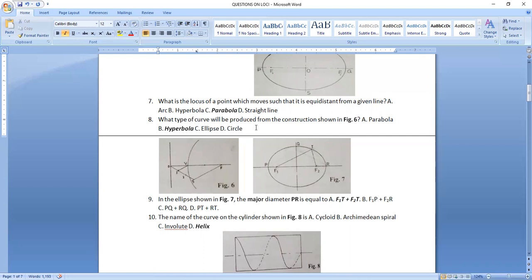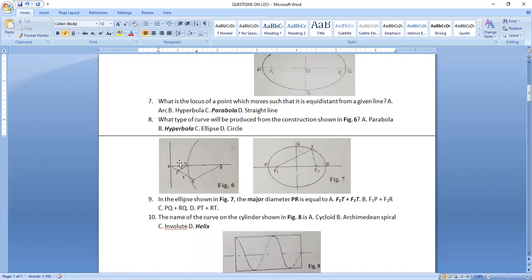So the type of curve that will be produced here is a hyperbola. In the case of a hyperbola, the distance between the focus and the vertex is more than the distance between the vertex and the directrix. So if the distance VF is 3 millimeters, let me use 3 millimeters, then distance VO will be 2 millimeters.